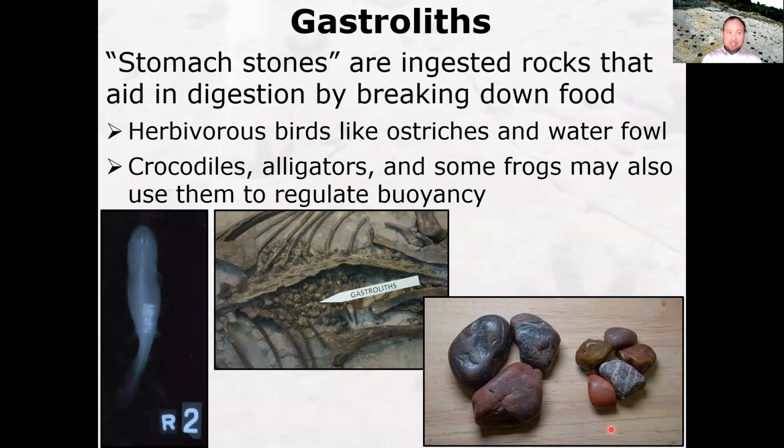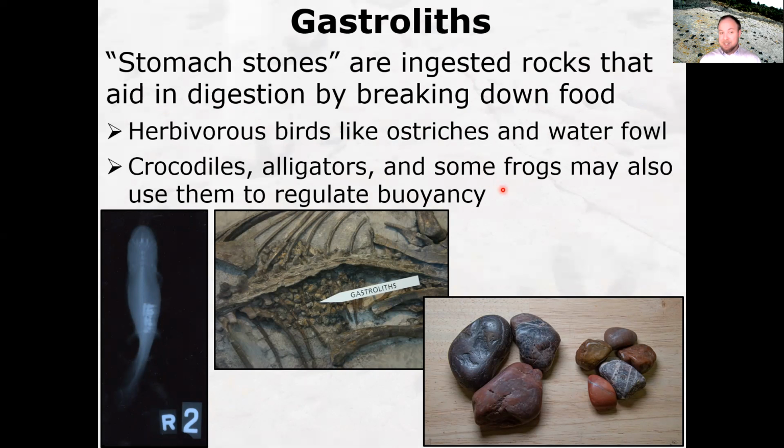And then the last thing is gastroliths. Gastro is stomach, lith is rock, so stomach rocks, stomach stones. They're rocks that dinosaurs ingested. They literally swallowed rocks into their guts, and it helps aid in digestion. A lot of herbivorous modern birds do this. Ostriches do this. Some waterfowl do this. Crocodiles and alligators and some frogs do it too.